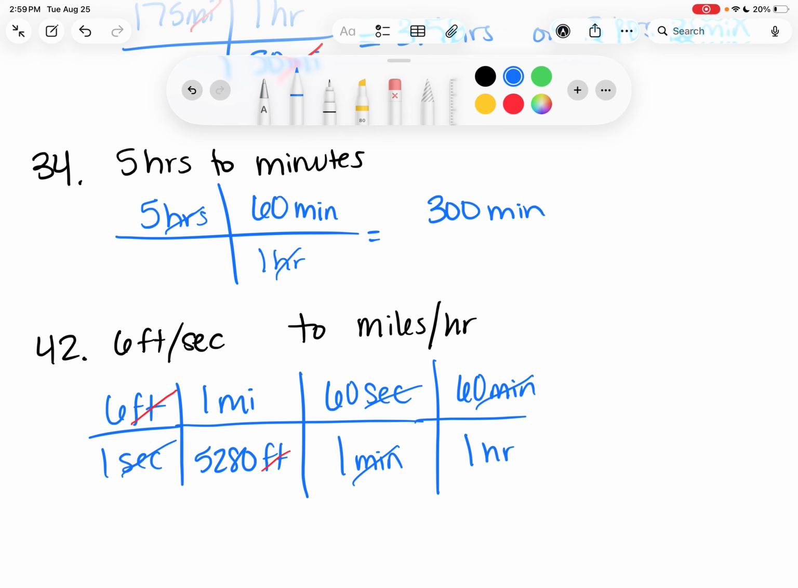Now I just need to multiply. The way we would do that is we would multiply 6 times 60 times 60, figure out what that is, and then divide it by the bottom, which in this case everything was a 1 except for this 5,280. And we would get that. For the sake of time, so you'll have time to do problems, I'll just tell you this is 4.1 miles per hour, or you can write MPH if you're so inclined. Any questions on those?